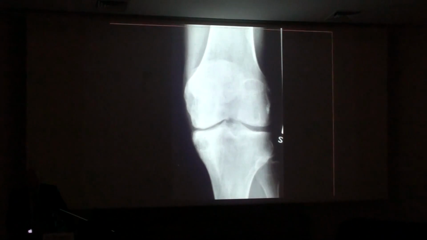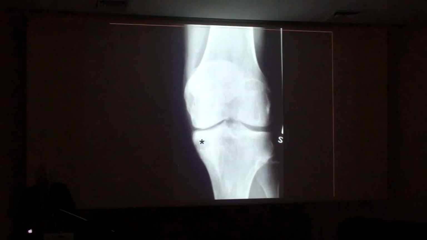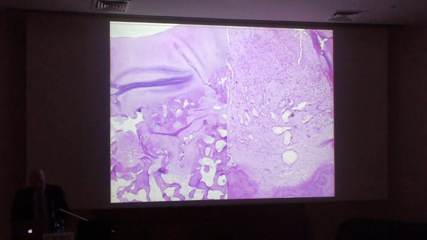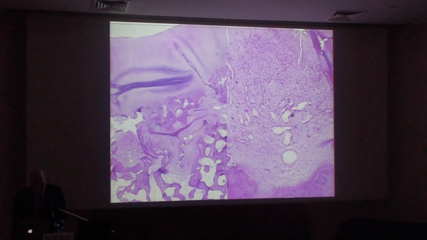Here's the typical subchondral degenerative cyst. You can see it below the articular surface. And if we look at a histological example of how that would occur, you can see that the normal fatty marrow was replaced by this fibrovascular tissue.